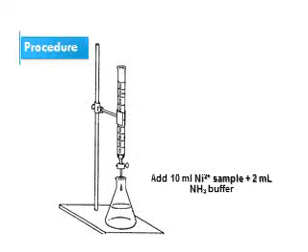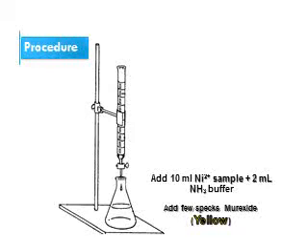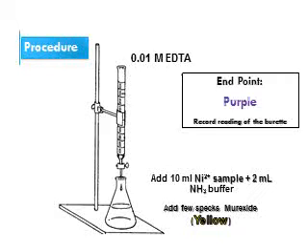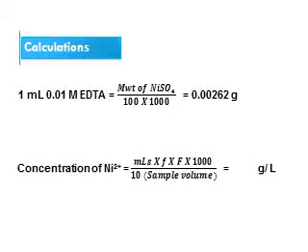What's the procedure? We add 10 ml of nickel sample to 2 ml of ammonia buffer, then a few specks of murexide, and the color will be yellow. Then titration with 0.1 EDTA, and the end point is purple. And as we know from the calculation, nothing has changed.